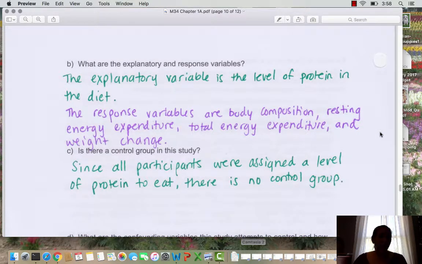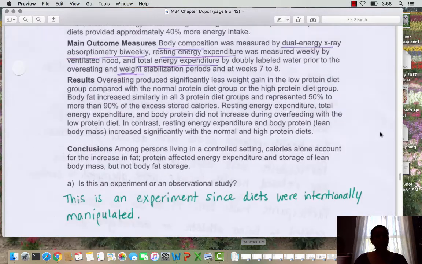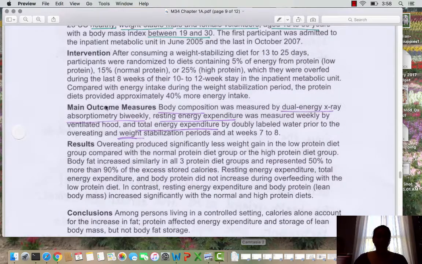What are the explanatory and response variables? So here, the explanatory variable is what level of protein the subjects received in the diet. The response variables, there's a few. These are the different outputs that they measured. So they measured the body composition, the resting energy expenditure, the total energy expenditure, and then the weight change. So if you dig back through the research description, you'll see that I underlined here the outcome measures. So that's where I'm finding these answers.